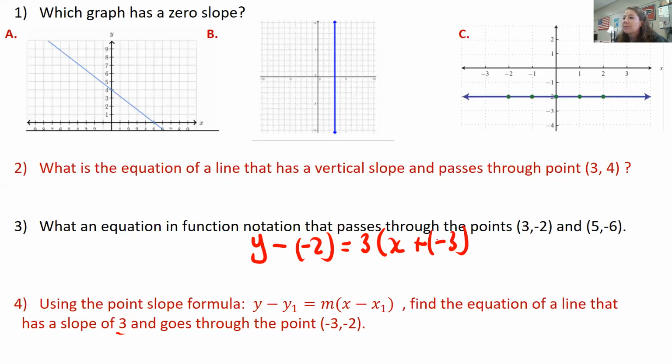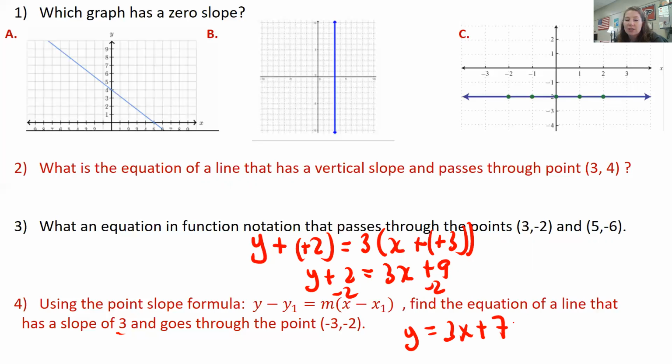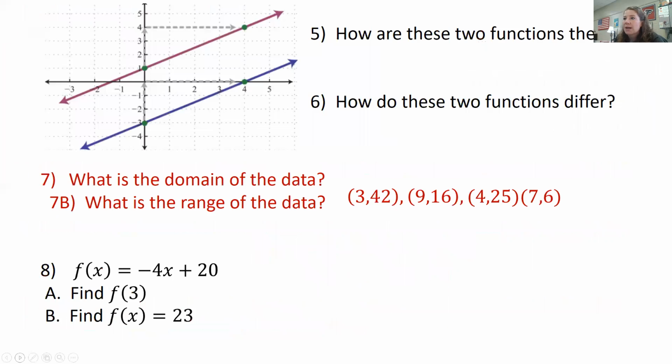So we're going to do bam, bam, right? So y minus the -2, bam, bam. Y plus 2 equals 3x plus 9. And then when we subtract 2 from 9, we get y equals 3x plus 7, or f of x equals 3x plus 7. Hope you guys are getting all these right.